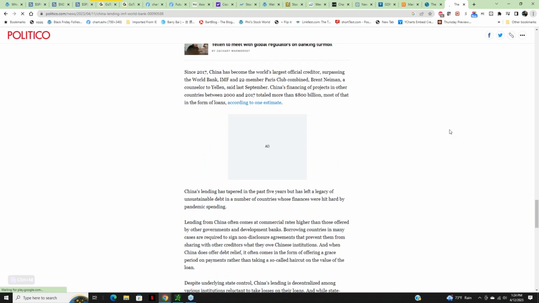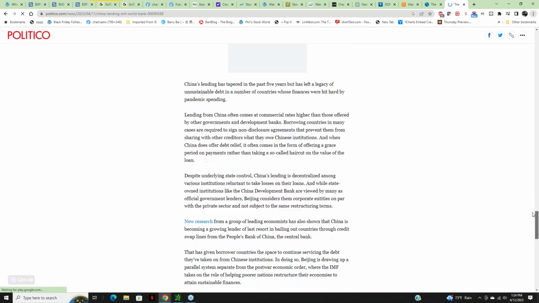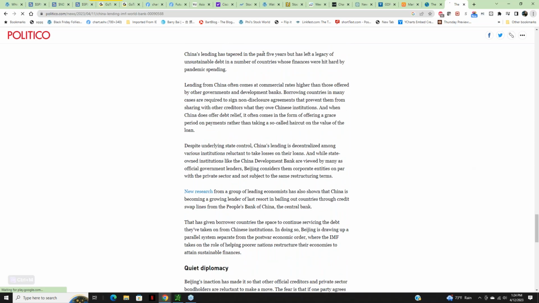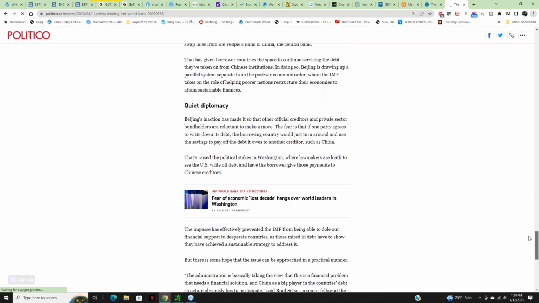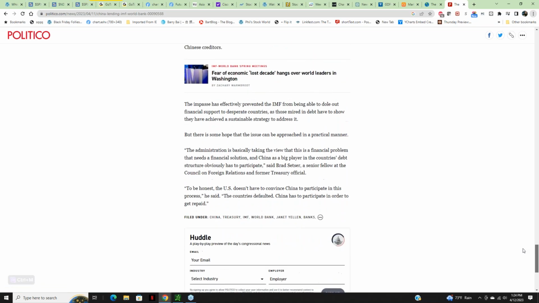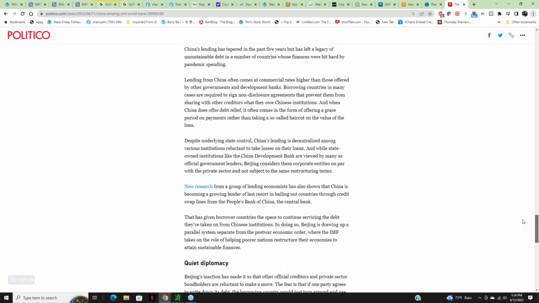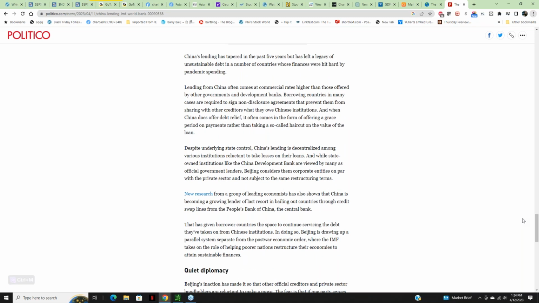China's financing of projects in other countries between 2000 and 2017 was $800 billion in the form of loans. And so they've stopped lending money, which puts more pressure on us and other countries to cover. And they're starting to be like, no, we're not forgiving this debt. You can't just default and we say, okay, have a nice day.